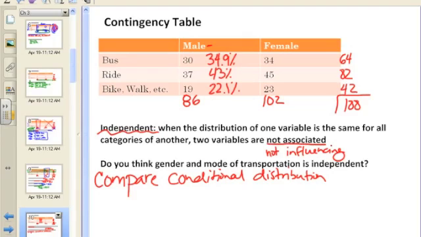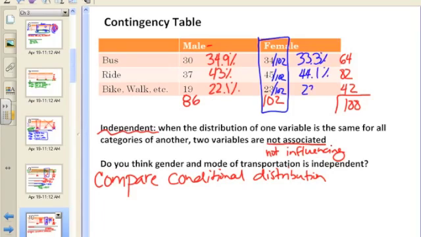So now I'm just going to do the same thing for the females. I'm going to focus in just on the females, and I'm going to find those percentages. So each of these is going to be out of 102, because that's my total for the girls. And I'll just jot down those percents. I worked these out ahead of time. So those are my percents.